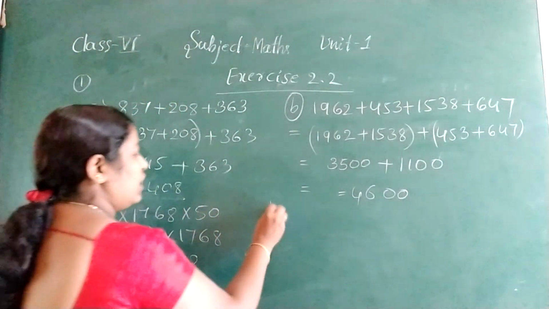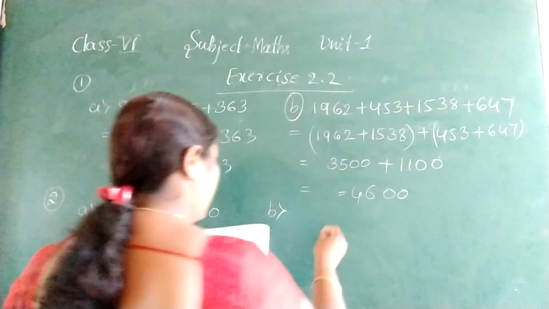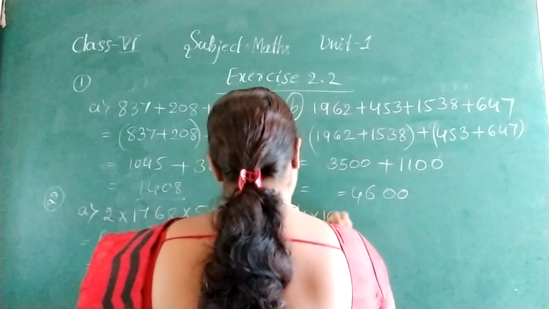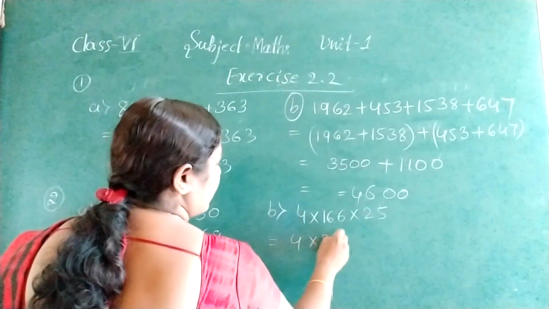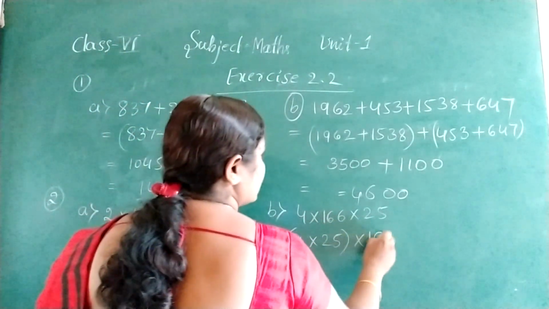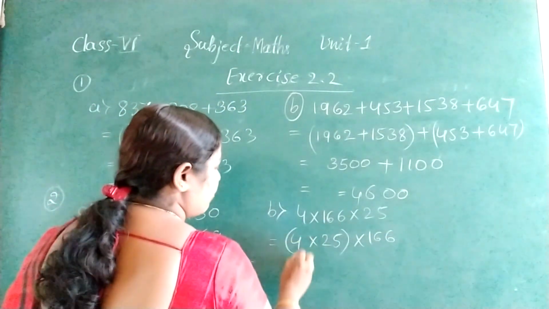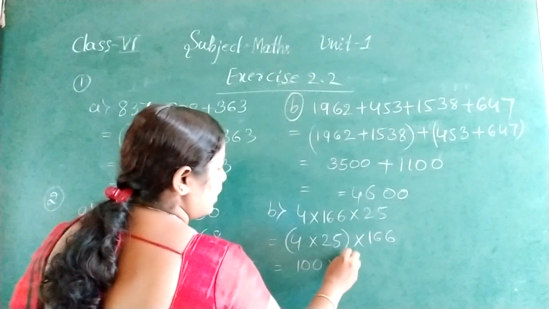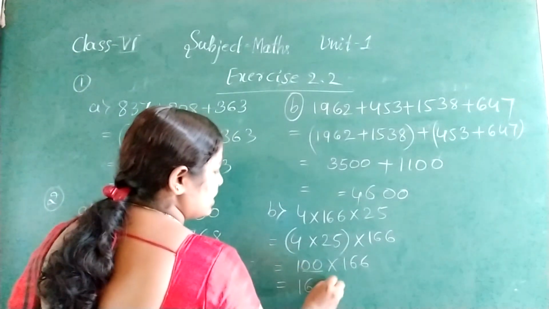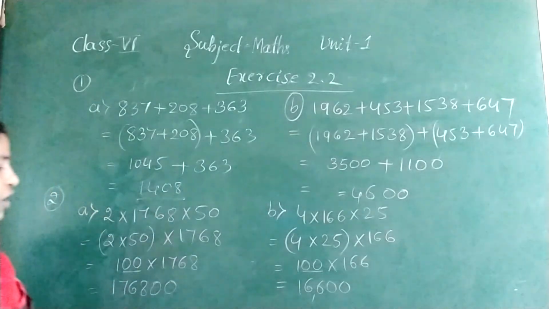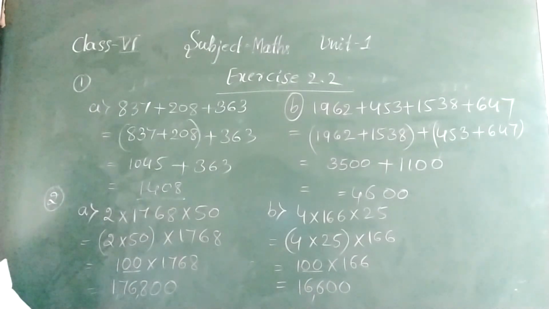Next, B. What is the answer to question B? 4 into 1768 into 25. 4 into 25 is 100, 100 into 1768. So 1768 ones are 1768, and these two zeros give 1,76,800.